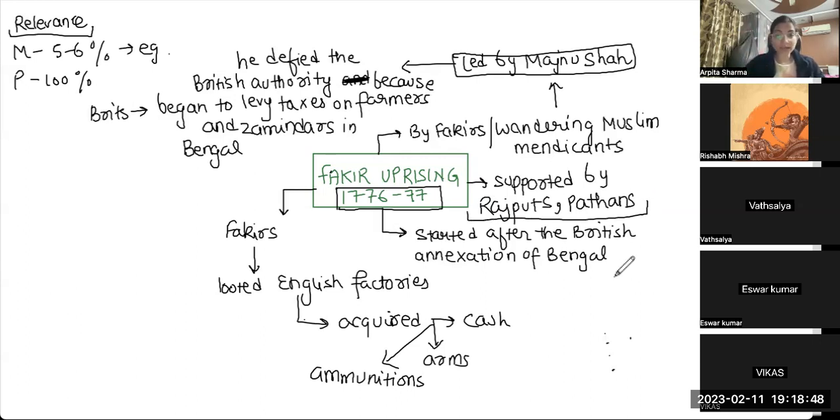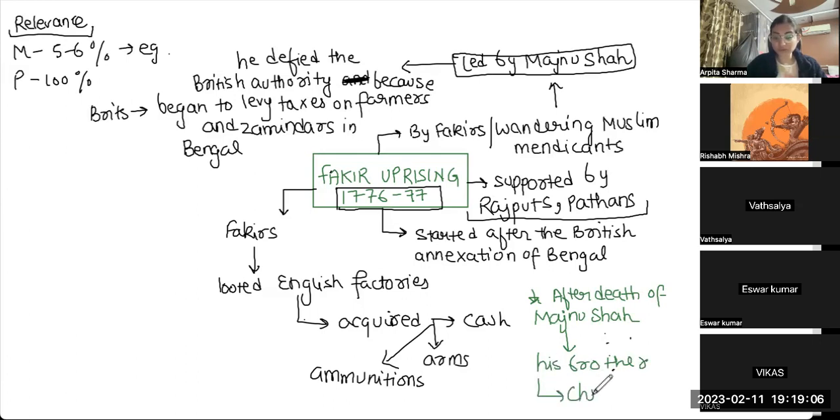And when Majnu Shah died, write it here, after the death of Majnu Shah, who led the rebellion? His brother led the operation. His brother's name was Chirag Shah. He led the uprising after Majnu Shah died.